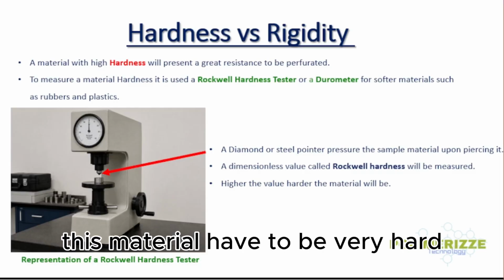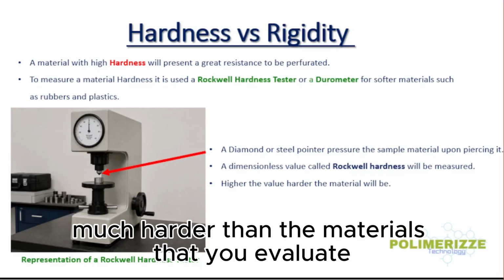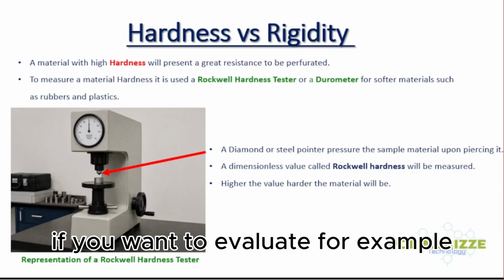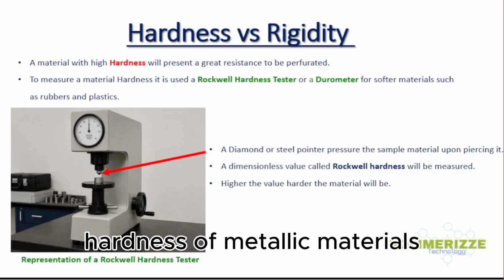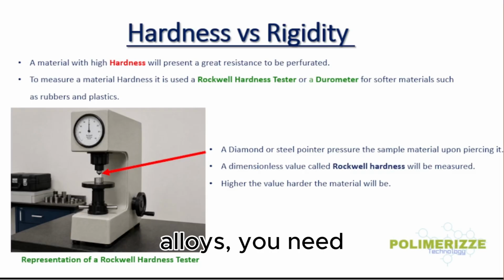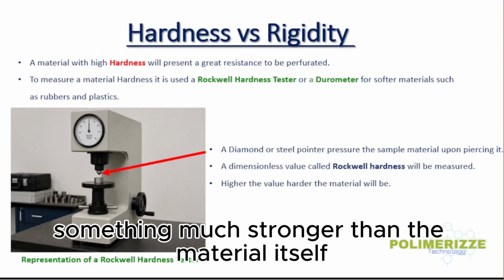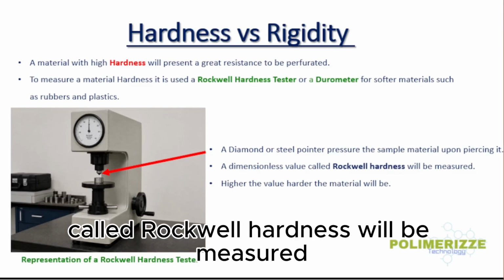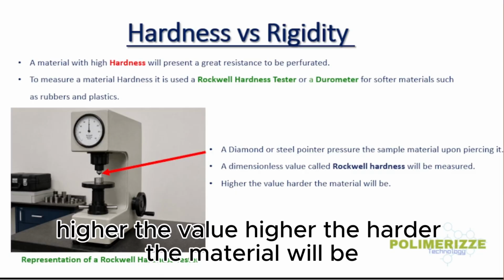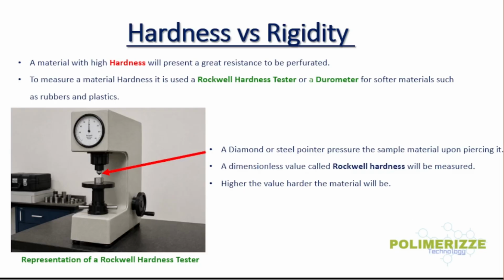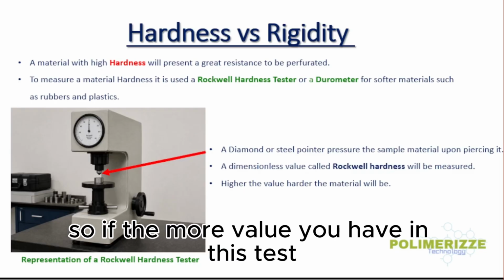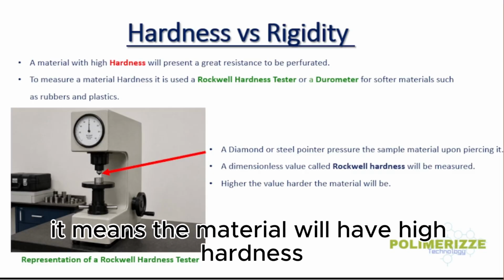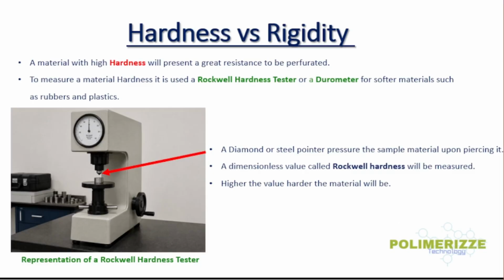This pointer material has to be very hard, much harder than the materials that we evaluate. If you want to evaluate, for example, the hardness of metallic materials, alloys, you need something much stronger than the material itself. A dimensionless value called Rockwell hardness will be measured. The higher the value, the harder the material will be. So the higher the value you get in this test, the higher the hardness of the material.